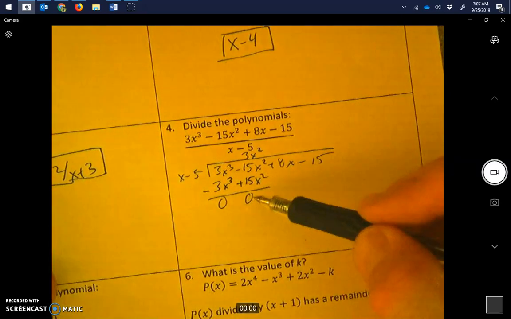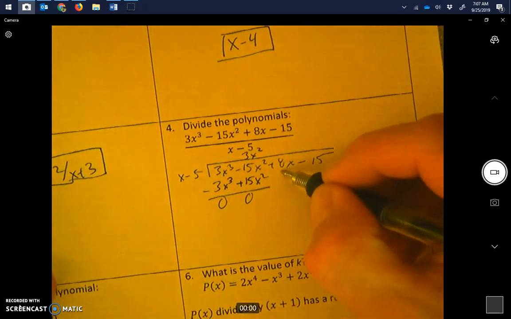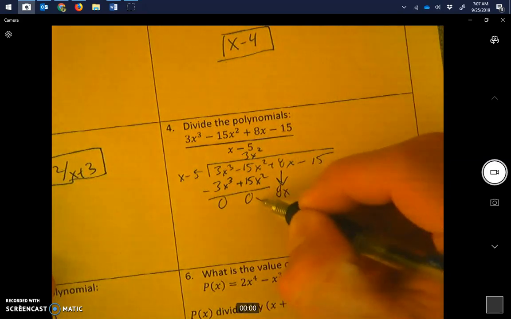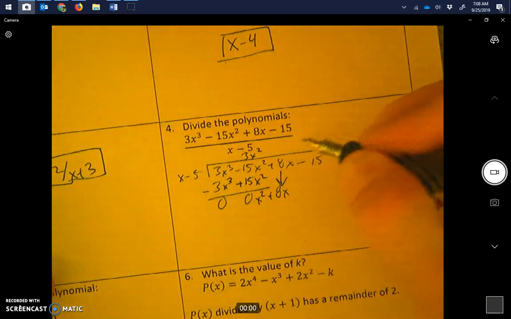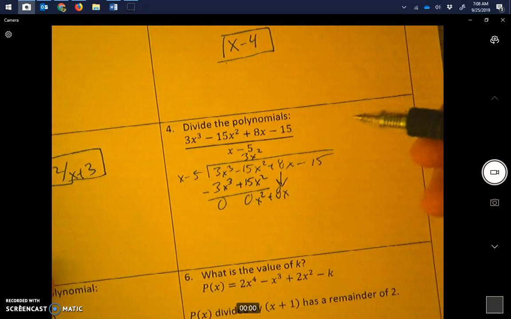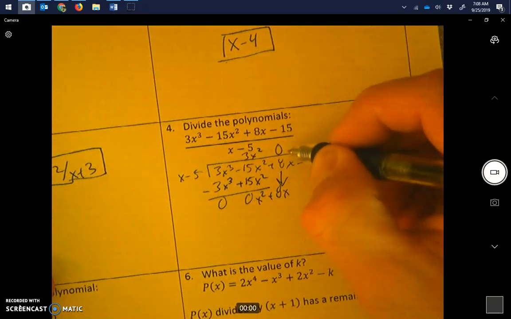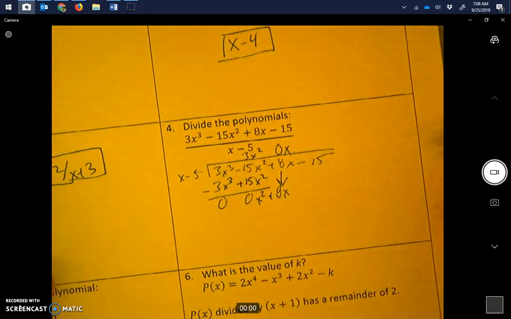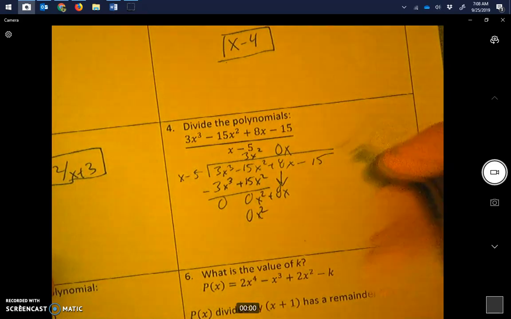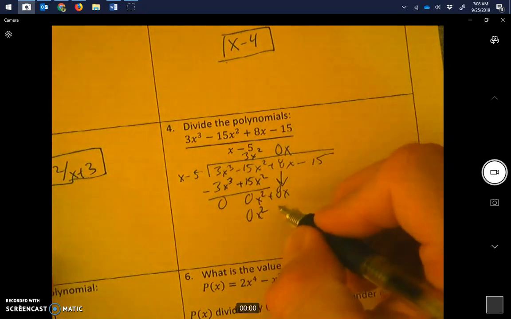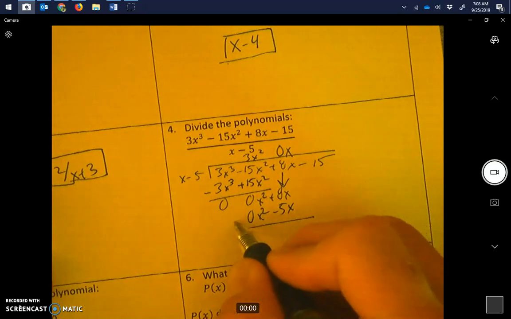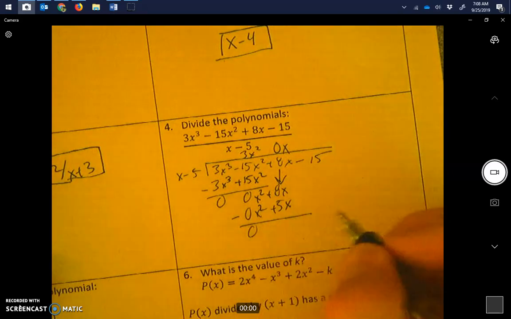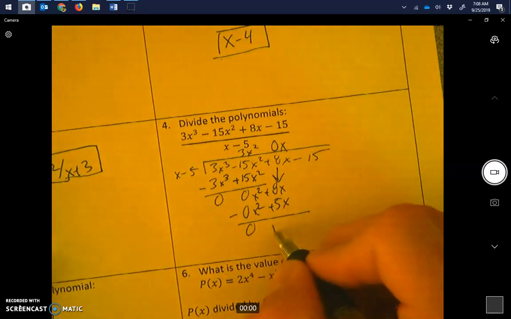This is probably the first time you've seen this. This is okay. We're going to bring our 8x down. So this is 0x squared plus 8x. So what times x equals 0x squared? Well, it's 0, right? 0 times x gives us 0x squared. And then 0 times negative 5 gives us 0. We're subtracting, so that doesn't matter at all. It's still 0.